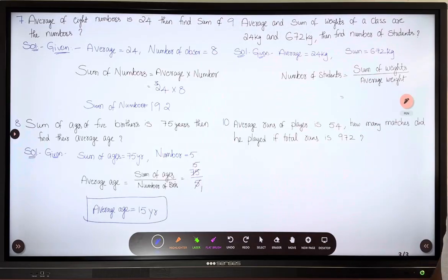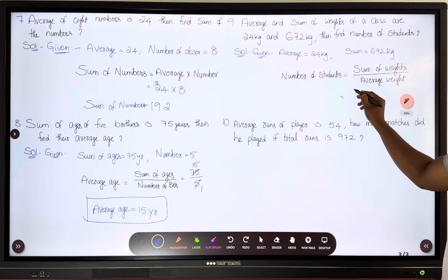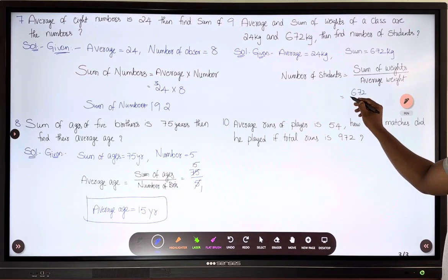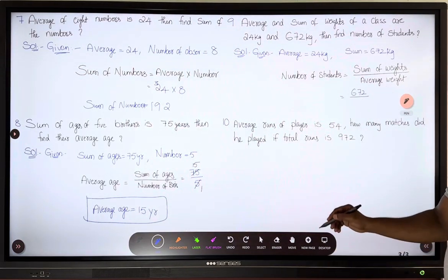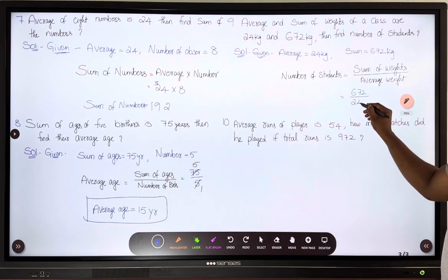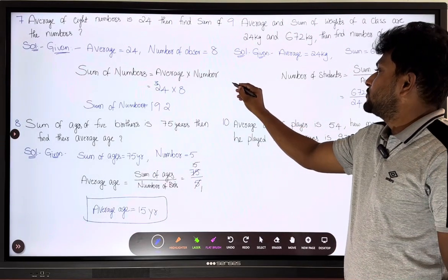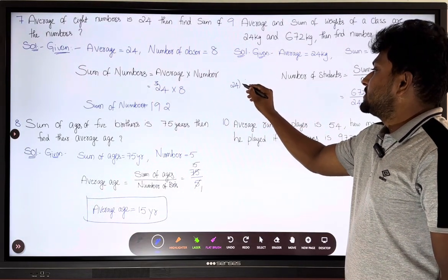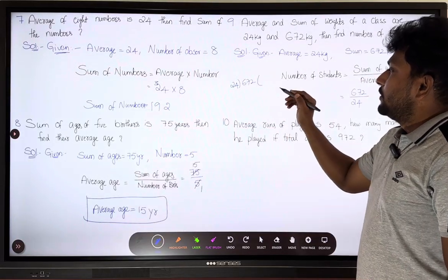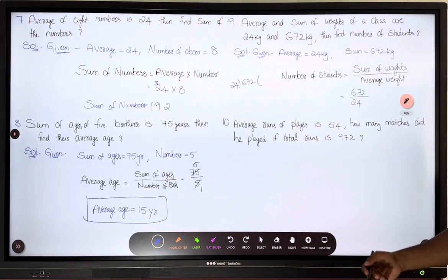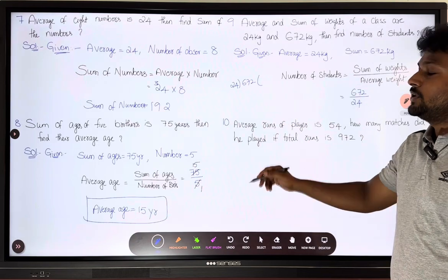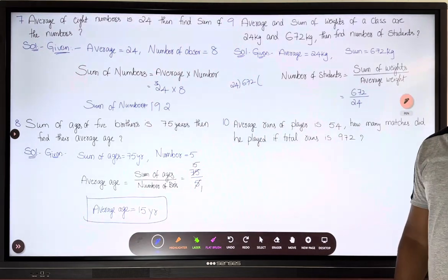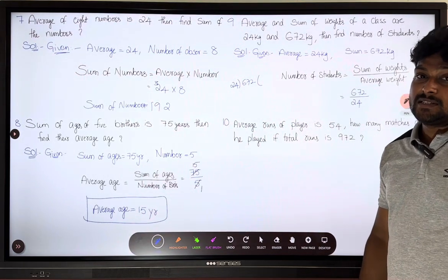Okay. So what is the sum of weights here? Sum of weights of class ఇచ్చారు కదా, ఎంత? 672 kg, by what is the average weight of the class? 24 kg. So divide these two values. 24 తో 672 ని డివిజన్ చేయాలి. Okay, so here 24 multiples రాసుకోవాలండి. సైడ్కి 24 multiples రాసుకుంటే 24 1s are 24, 24 2s are 48, 24 3s are 72 వస్తుంది.